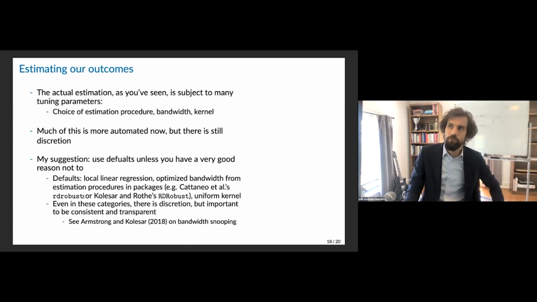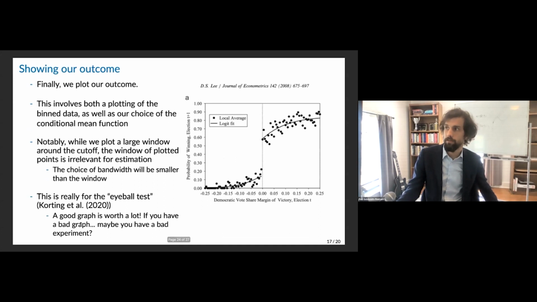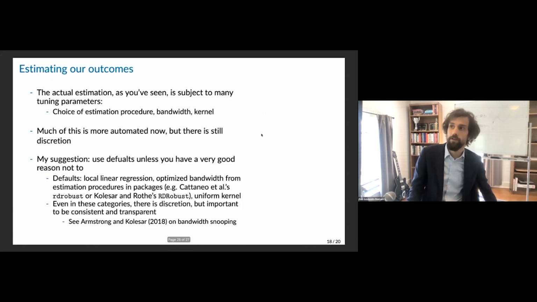The actual estimation process in this, remember, is subject to a lot of tuning parameters. So there's the choice of the estimation procedure. I've been harping on you guys about local linear regression, but you could be doing other types. You could be doing logit, as we said here. There's other types. There's global fitting, etc. There's the bandwidth. There's the kernel.